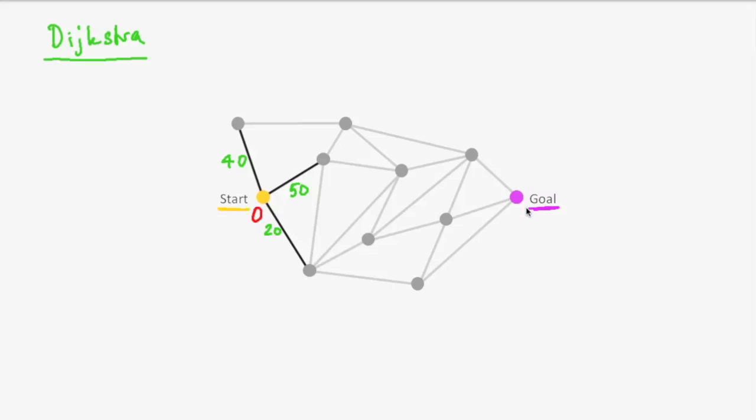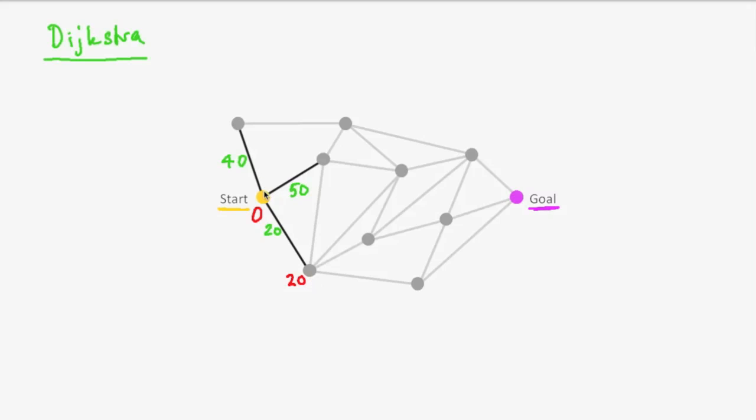Well, in order to reach the goal from the start, we have to pick a path through the graph. Now which edge should we pick first? Well, intuitively, we should pick the edge with the lowest cost first, being this one. And since the edge cost is 20, we reach this node with a cost of 20. Now we know the final cost of reaching start is 0, and the final cost of reaching this node is 20. Why do we know this?